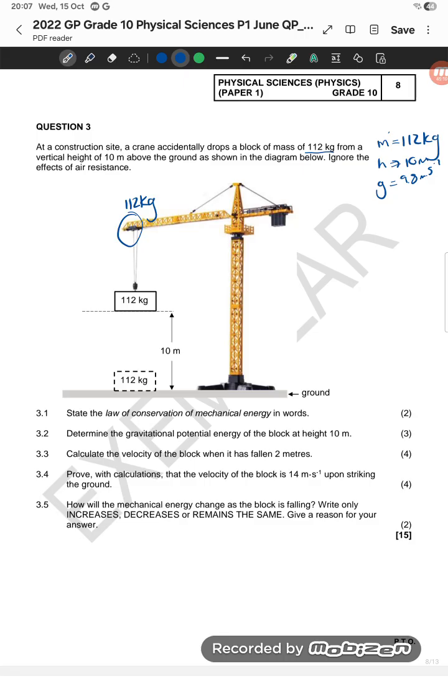Ignore the effects of air resistance. Yeah, we always do. Until we don't, and then we're like, oh, what's going on? So it is here, and it's got the potential to fall 10 meters.